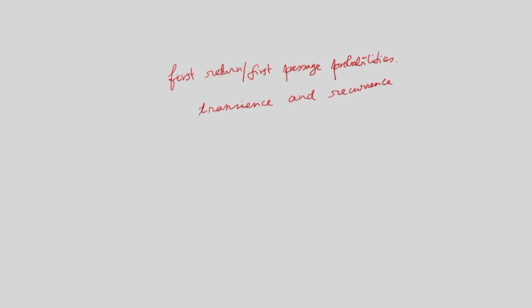So, this is the final lecture on discrete time Markov chain. In the last class, we learned about first return, first passage probabilities, and how to characterize the properties like transience and recurrence in terms of these probabilities.